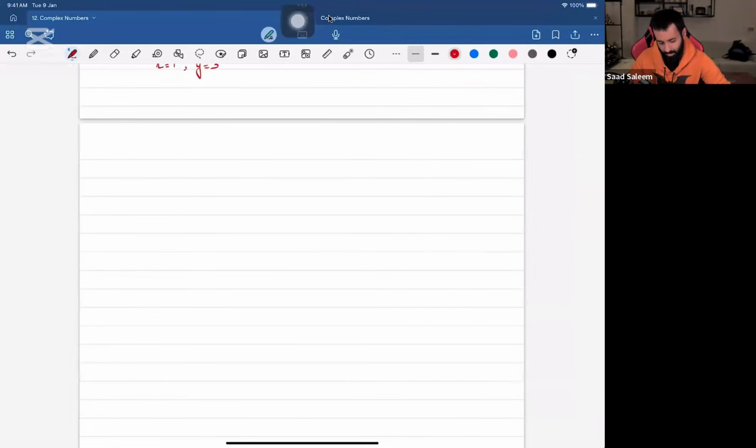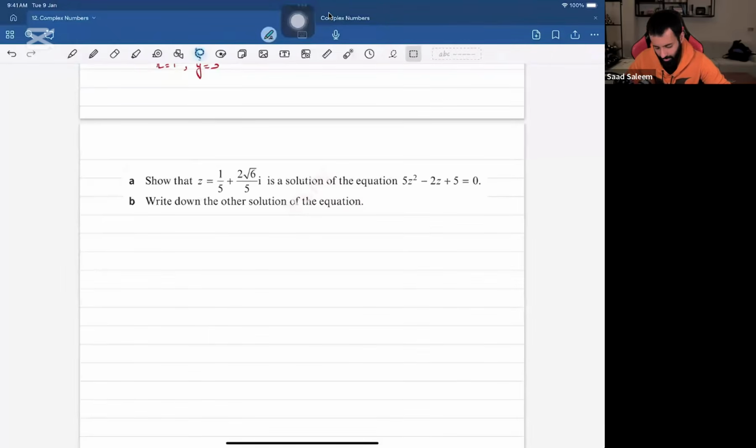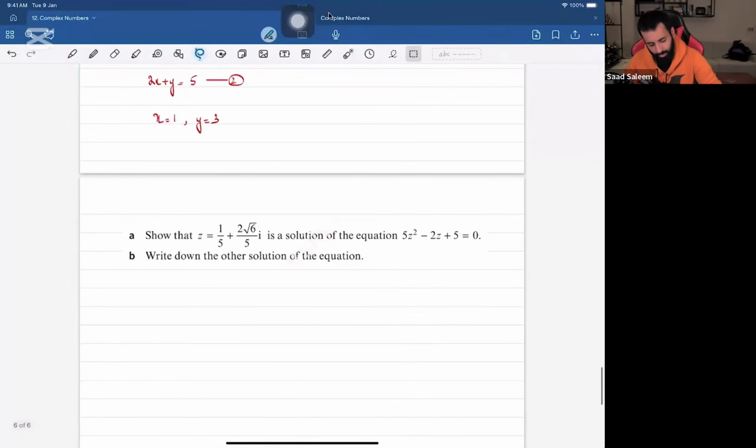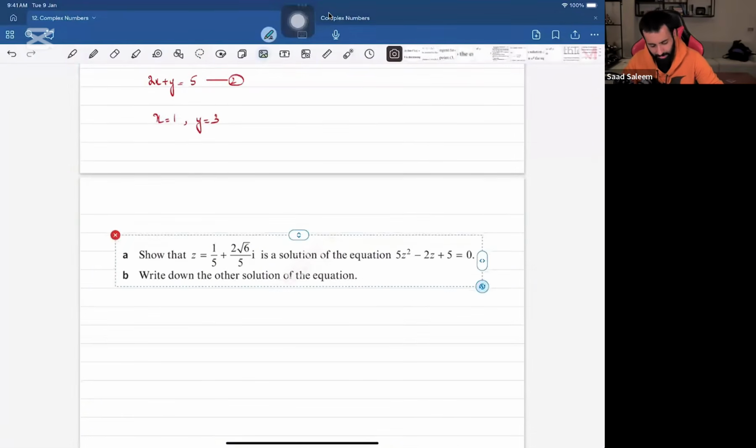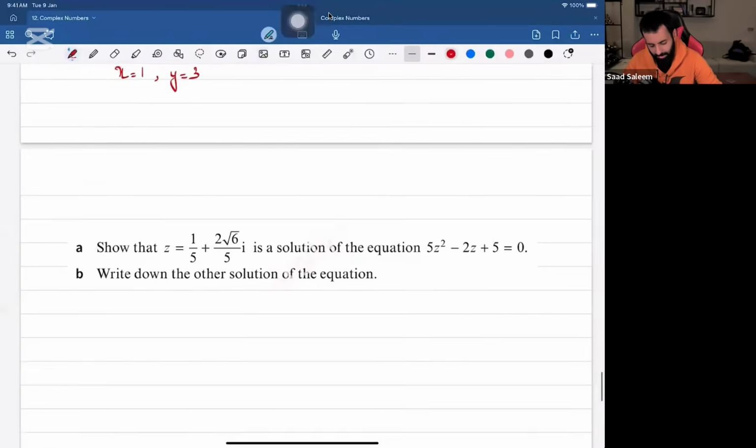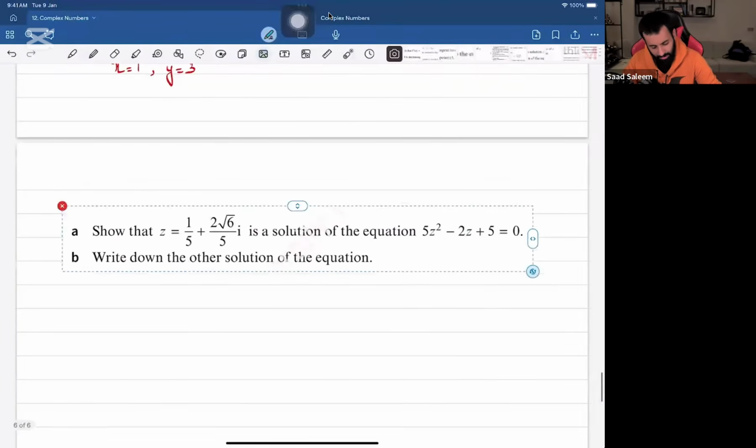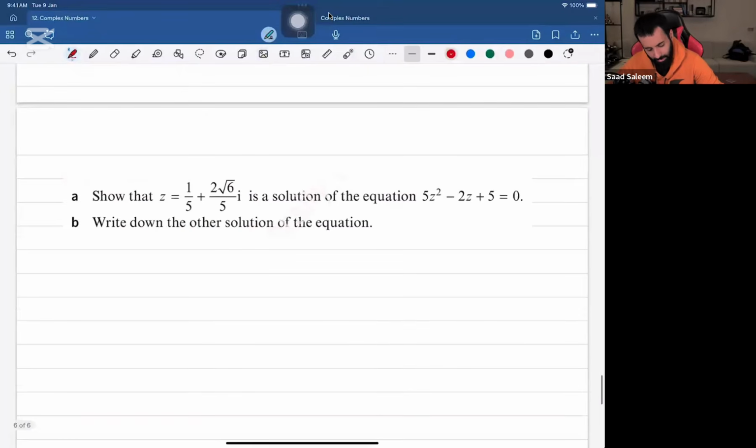Here it is. So this is just a miscellaneous example. It's not related to anything. It says, show that z = 1/5 + (2√6/5)i is a solution to the equation. So how do I show that this is a solution to the equation?